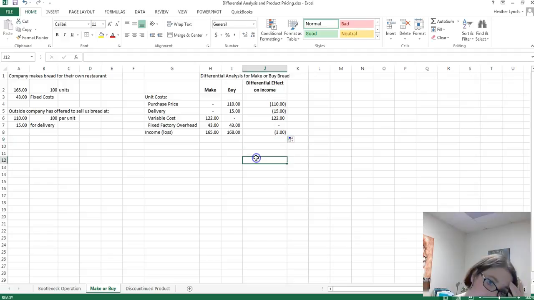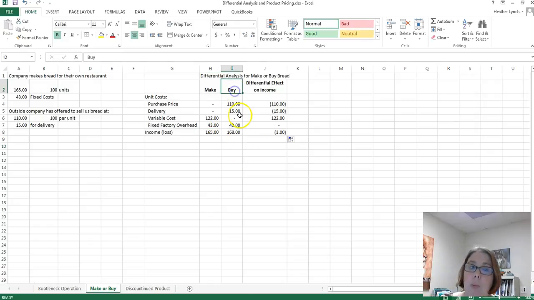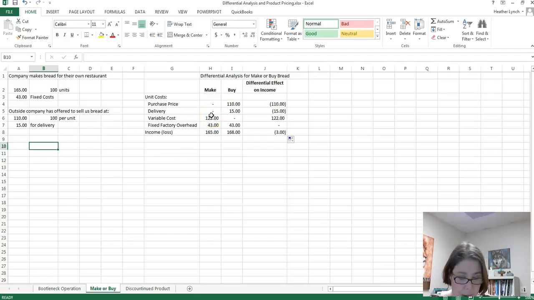So what we have here is if we buy it, we're going to lose $3 per 100 units if we buy it from a different, outside company, versus making it at $165. This is one analysis that you can do just to determine, is it worth it? One thing that managers will look at with make or buy is, when you buy something, do you still have that quality control that you're normally used to? Maybe you do, maybe you don't. So that's just a real simple explanation of how to make or buy.